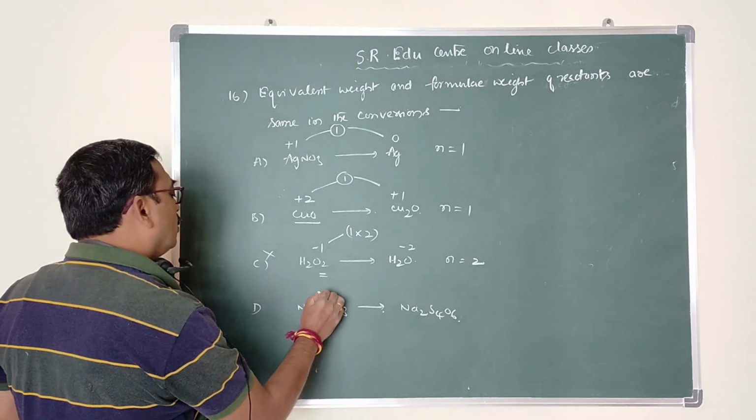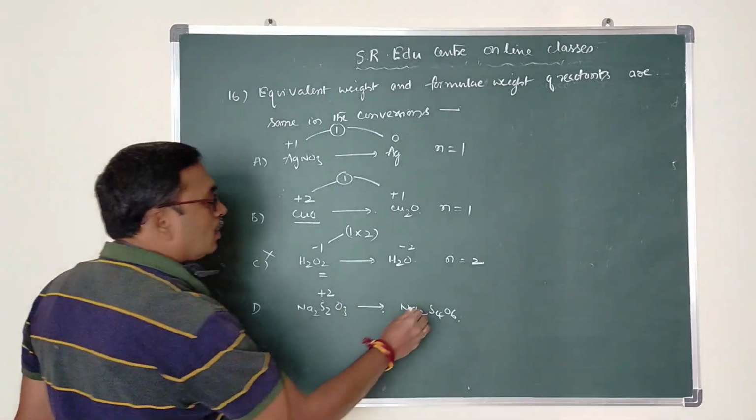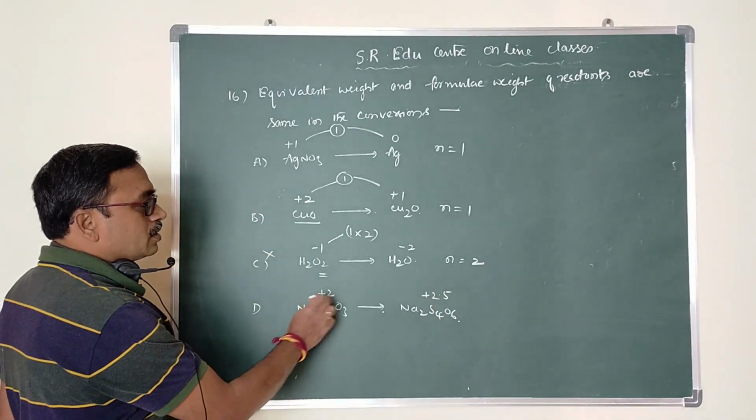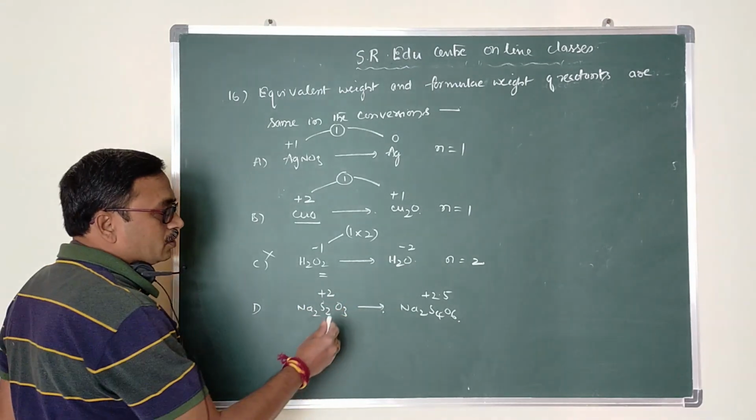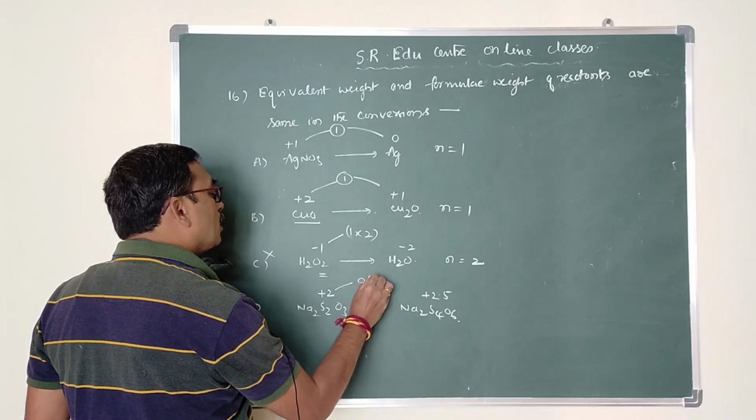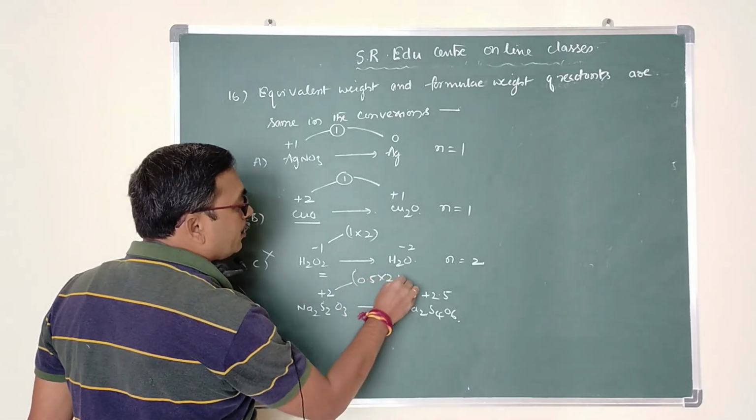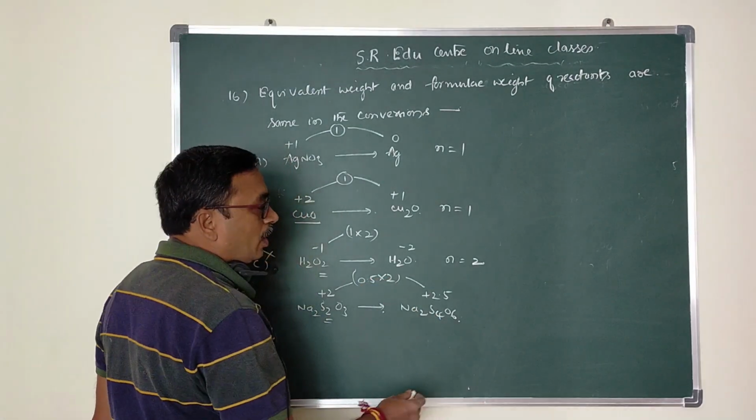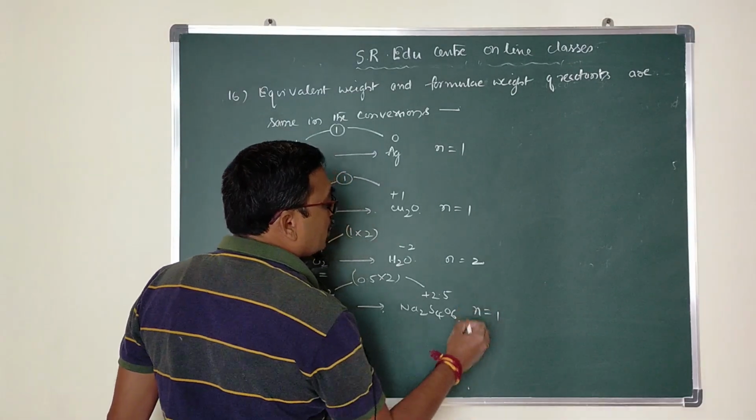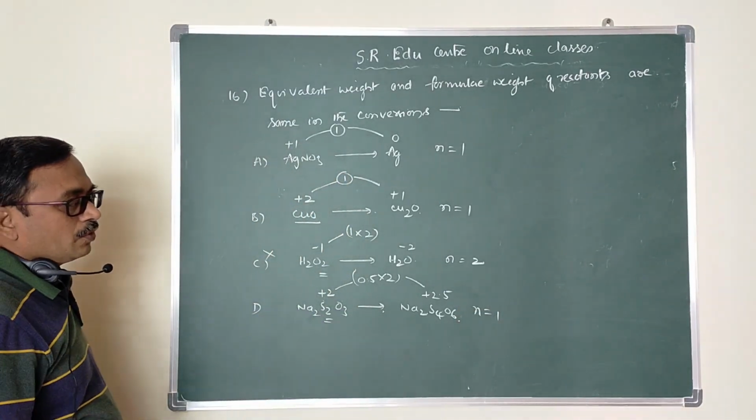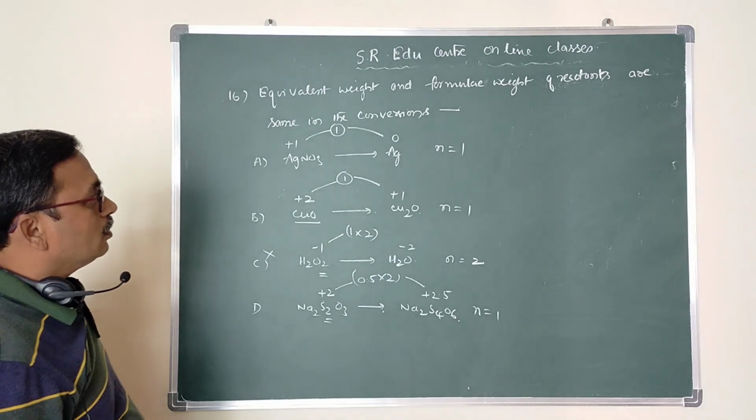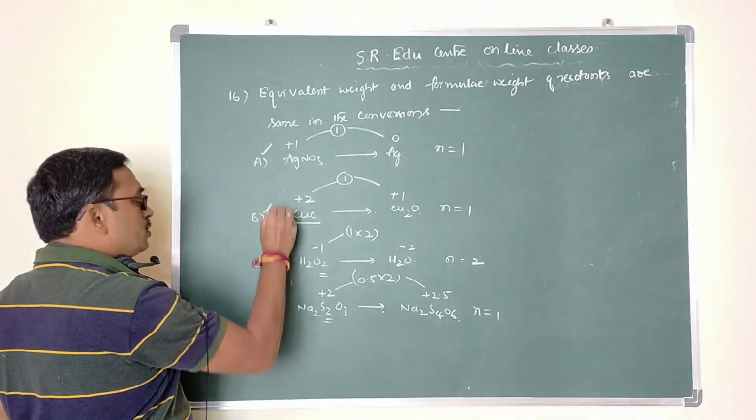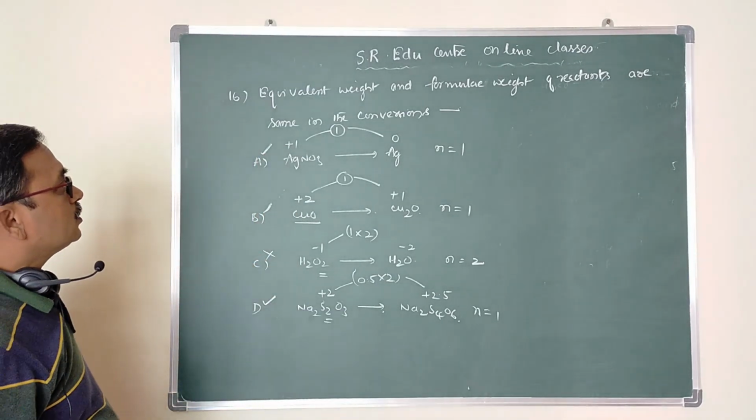In hypo, the oxidation state of sulfur is +2. In sodium tetrathionate, the oxidation state of sulfur is 2.5. This calculation was done in the previous problems, check it. So the change in oxidation state per atom is 0.5. Per molecule it is 0.5 into 2, because hypo contains 2 sulfur atoms. Therefore 0.5 into 2 means 1. That means here also the change in oxidation state per molecule is 1, therefore the N factor is 1. If the N factor is 1, the equivalent weight is equal to formula weight. So this is also correct. So A, B and D are correct for this question.